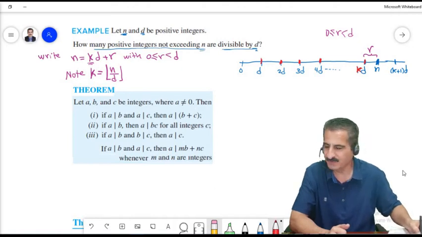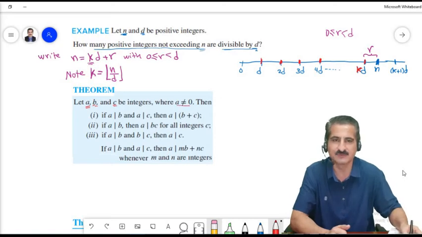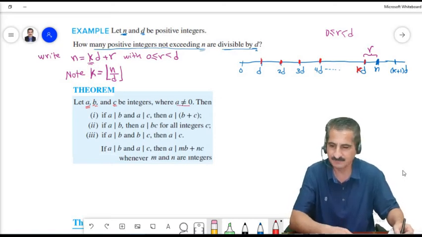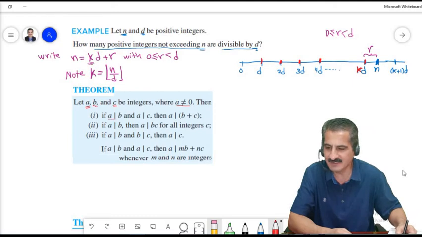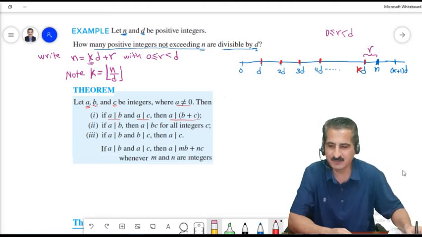We move to the theorem, a trivial theorem that you know. Assume a, b, and c are integers, and a does not equal 0 because a is a divisor, and 0 divides no number, right? If a divides b and a divides c, then a divides their addition, correct? Let's prove that here.